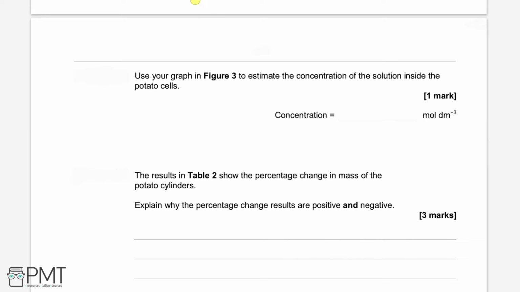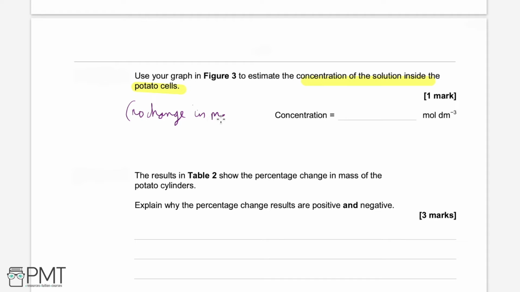Use your graph in figure 3 to estimate the concentration of the solution inside the potato cells. Well, the reason for the change in mass is due to osmosis. Now this is when water moves from an area of a high concentration of water to a low concentration of water through a semi-permeable membrane. Now this is what results in the change in mass. So at the point in which there's no change in mass, the concentration of water inside the cells will be the same as that outside the cells.